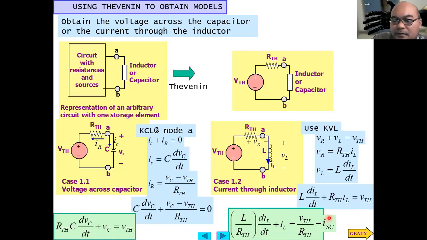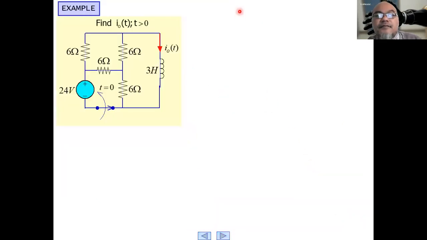So, we know that VTH over RTH is basically the same as the current when it is short-circuited. When it is short-circuited, that's why it is equal to ISC. This is one example, like this.